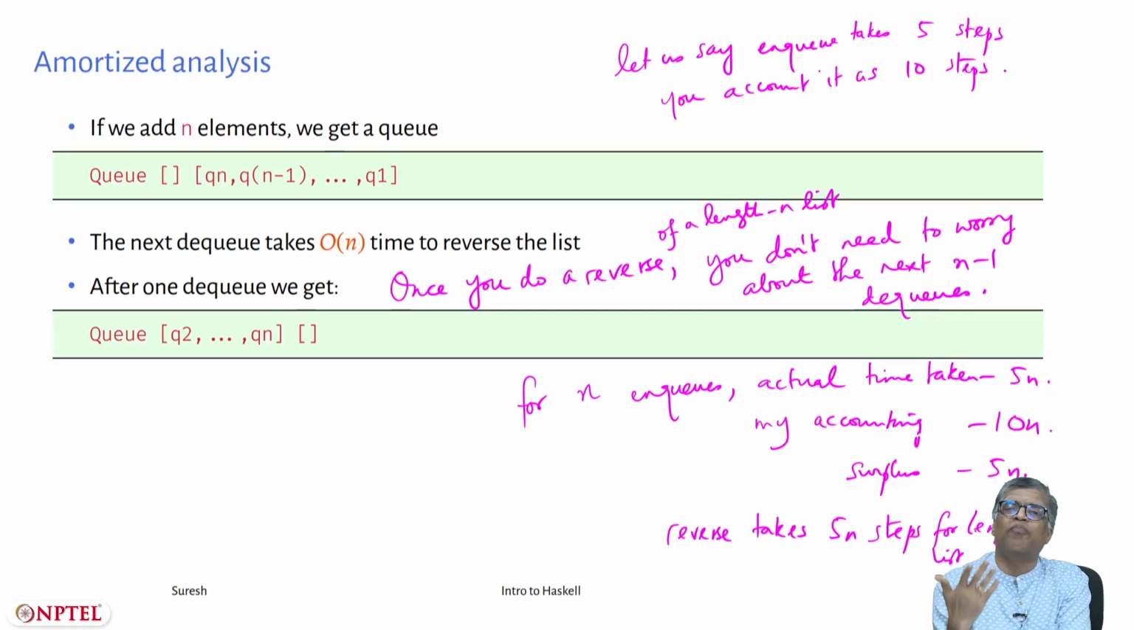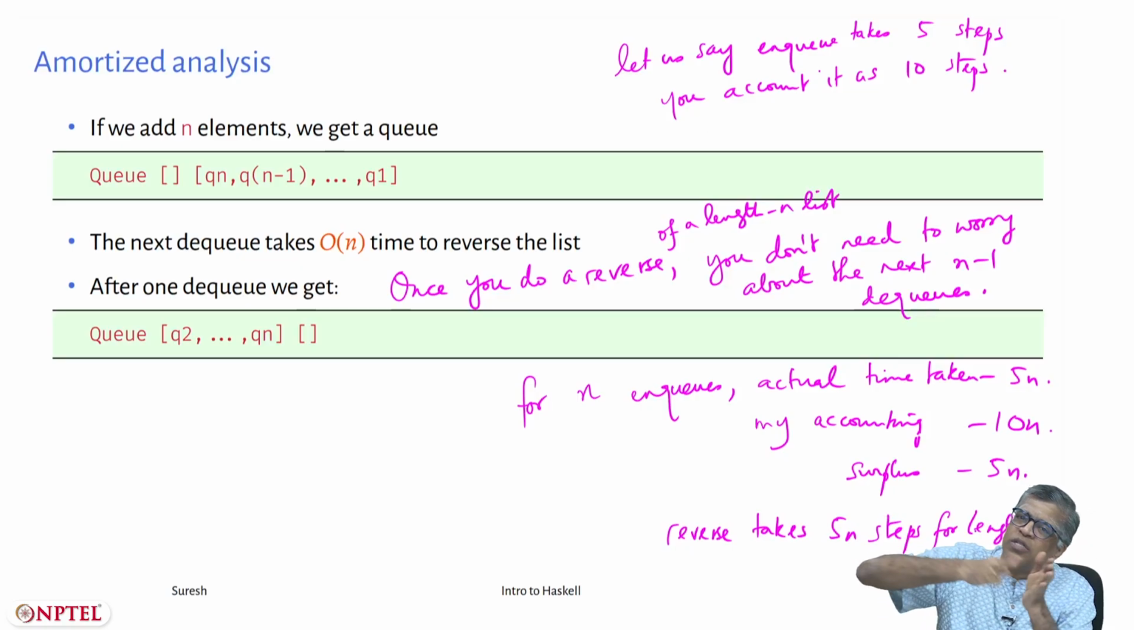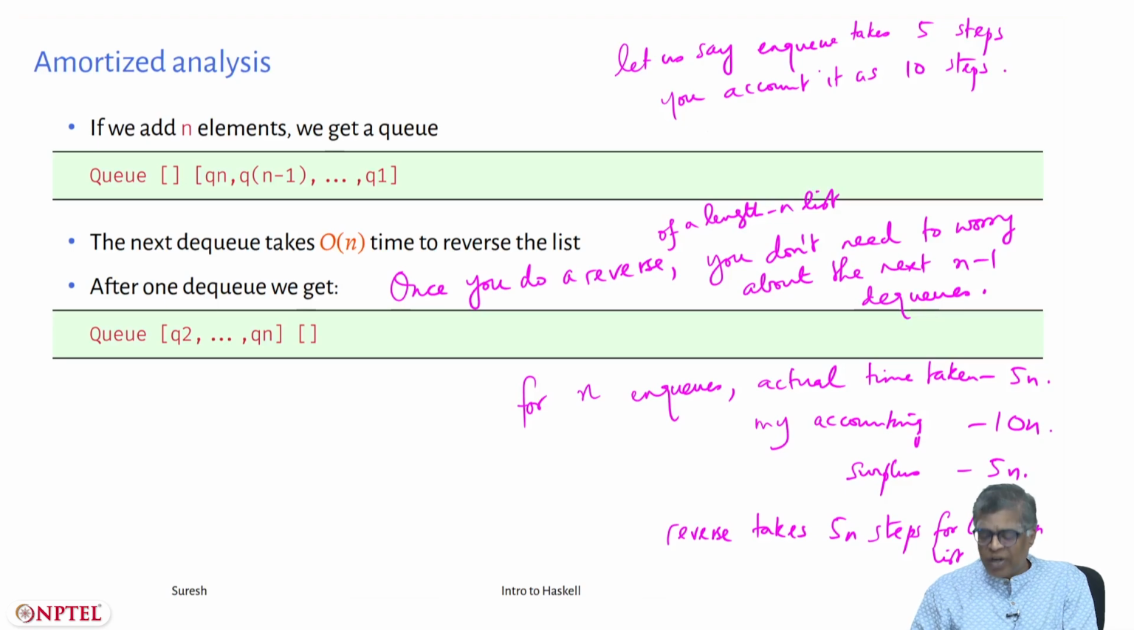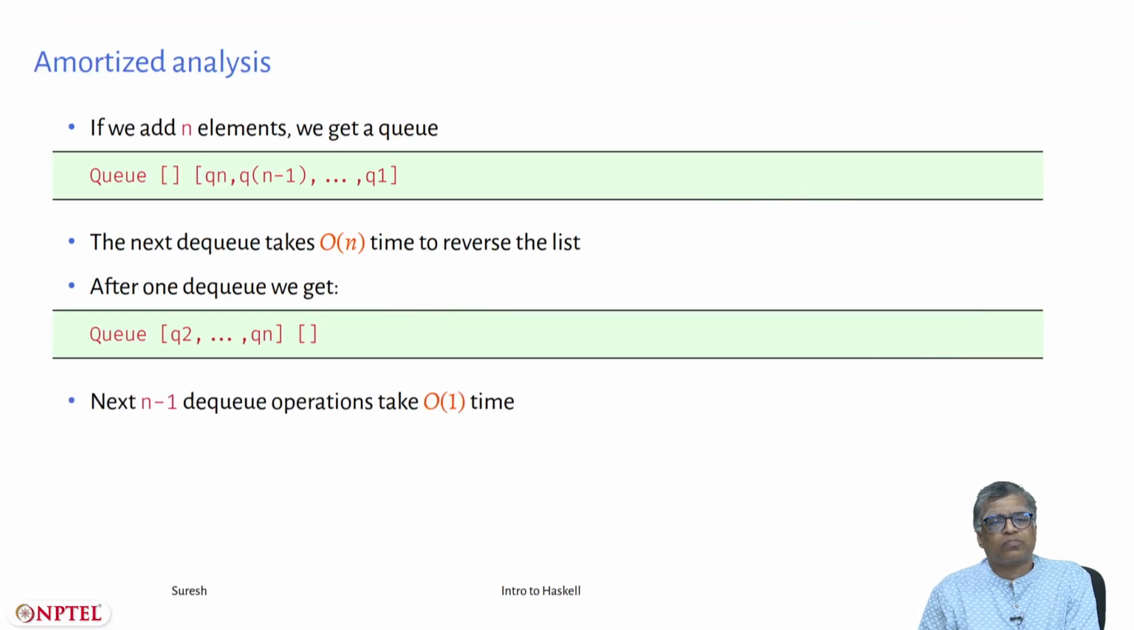Paying upfront, let us say, for each operation I pay a small amount, but if I accumulate it for n operations, then I can use it for a later costly operation. This is amortization. It's a very nice idea, and you can use it to have a simple implementation of a queue, which is also efficient.